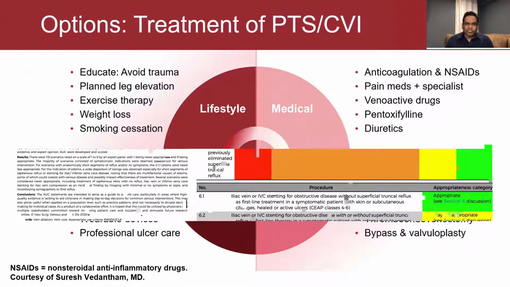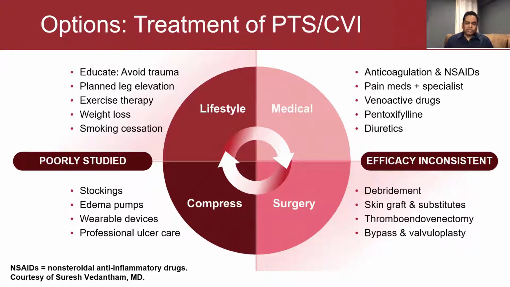Ultimately, as I mentioned, we have to treat the patient as a whole and not just the veins. We talked about elevated central venous pressure, obesity, and calf pump dysfunction, but there are still lots of areas that are poorly studied, or the efficacy is inconsistent. For example, lifestyle-related issues such as avoiding trauma, elevation of the legs, exercise therapy, weight loss, and smoking cessation are not much studied at all. Compression stockings are studied, but there are differing opinions on that.